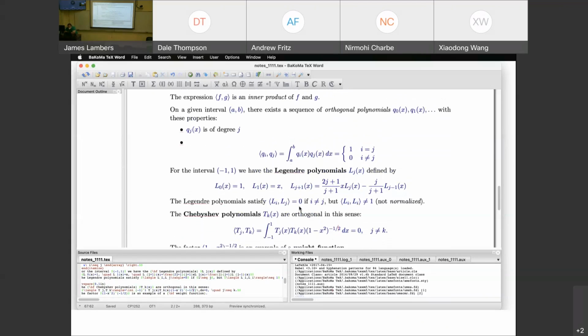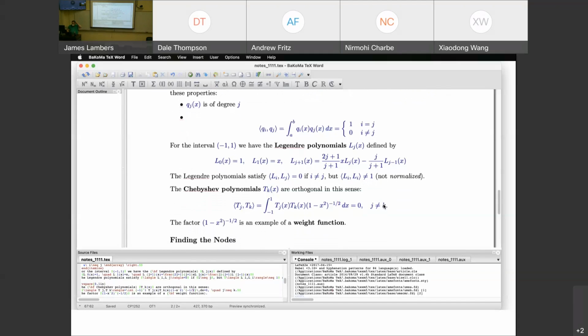Notice also, I want to point out, the Legendre polynomials are orthogonal in the sense that the inner product of Li with each Lj is 0 if i is not equal to j. But the inner product of each one with itself is not equal to 1, so they are not normalized. But we can still use them for what we need here for a quadrature. Right. And there are many other families of orthogonal polynomials, but these are two that are of primary interest to us.